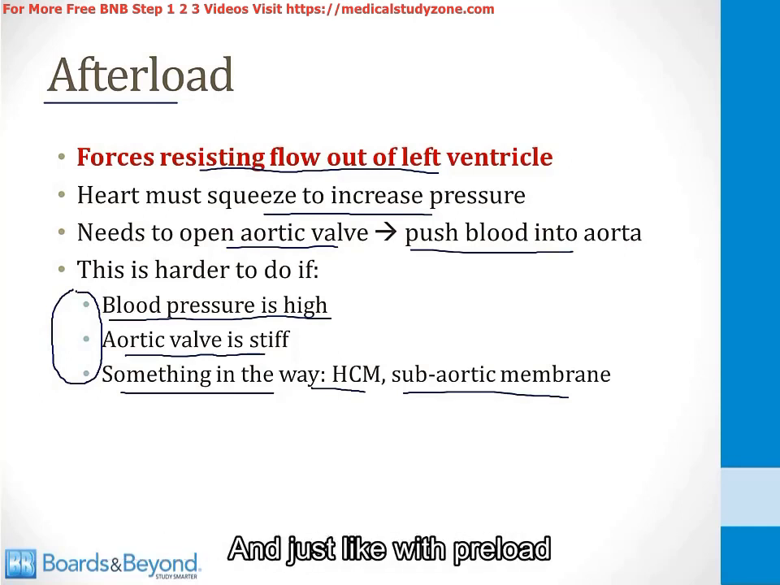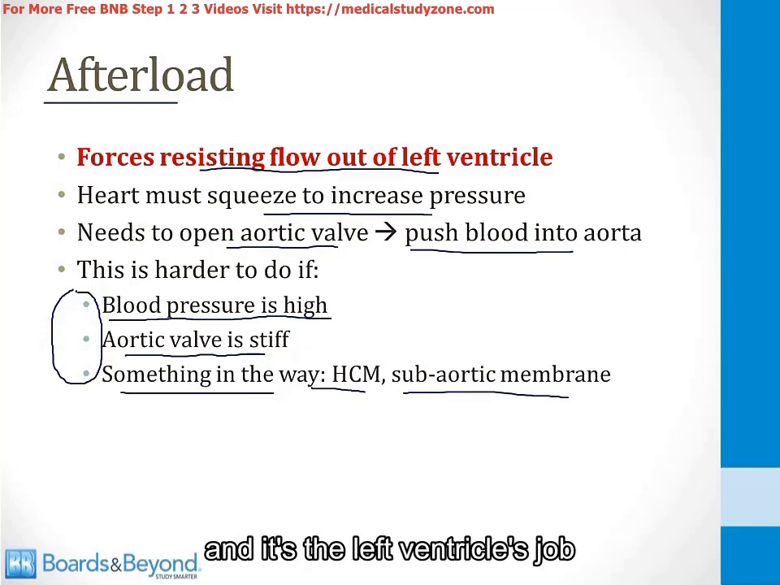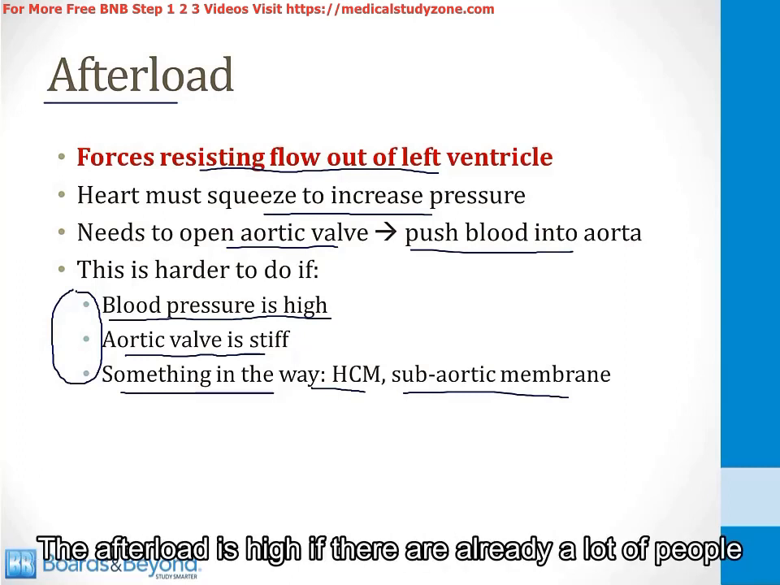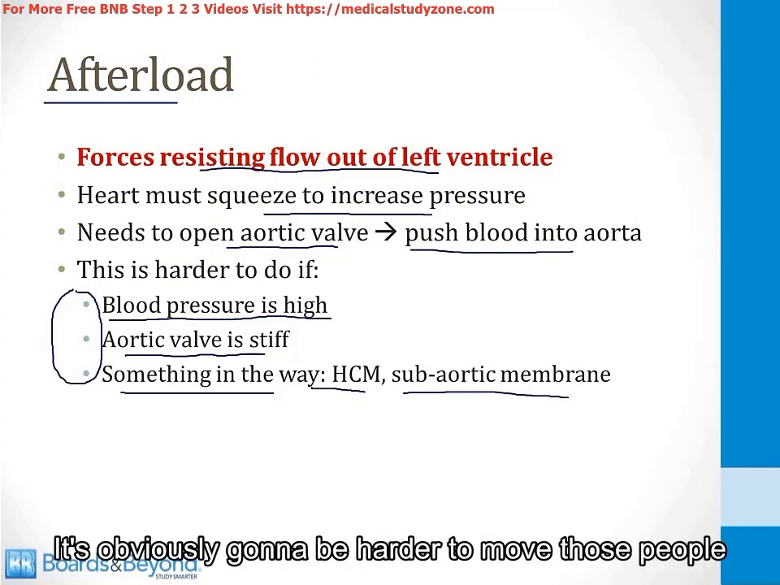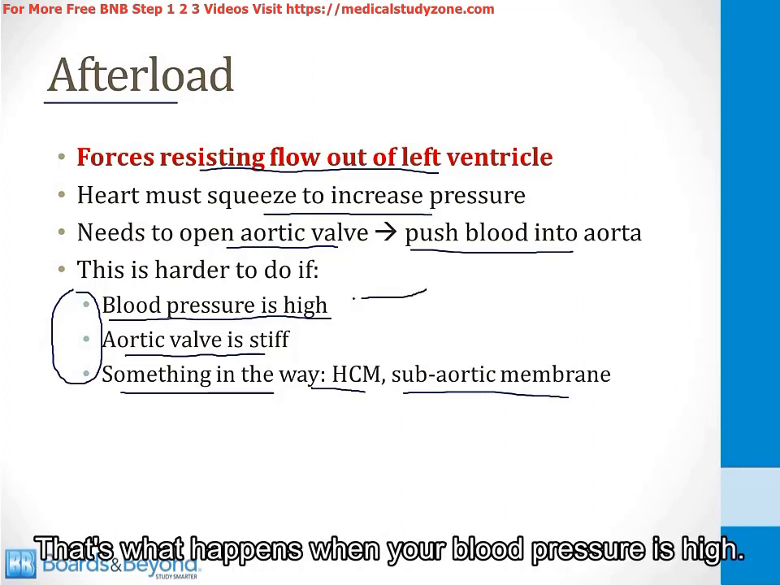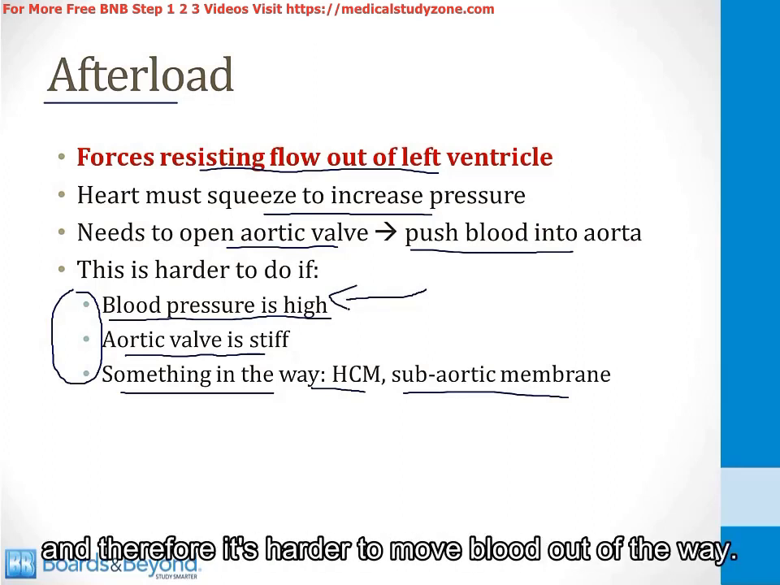And just like with preload, an easy analogy to understand afterload is to think of a bunch of people in a room, and it's the left ventricle's job to push them through a doorway into the hallway outside. The afterload is high if there are already a lot of people in the hallway outside. It's obviously going to be harder to move those people out of the room and into the hallway. That's what happens when your blood pressure is high. There's already a lot of high pressure and molecules outside of the heart, and therefore it's harder to move blood out of the way.